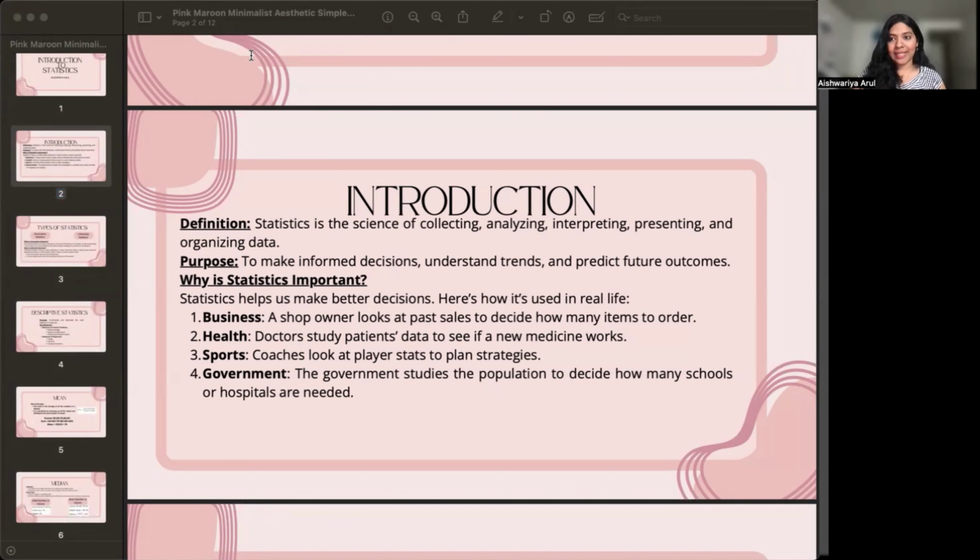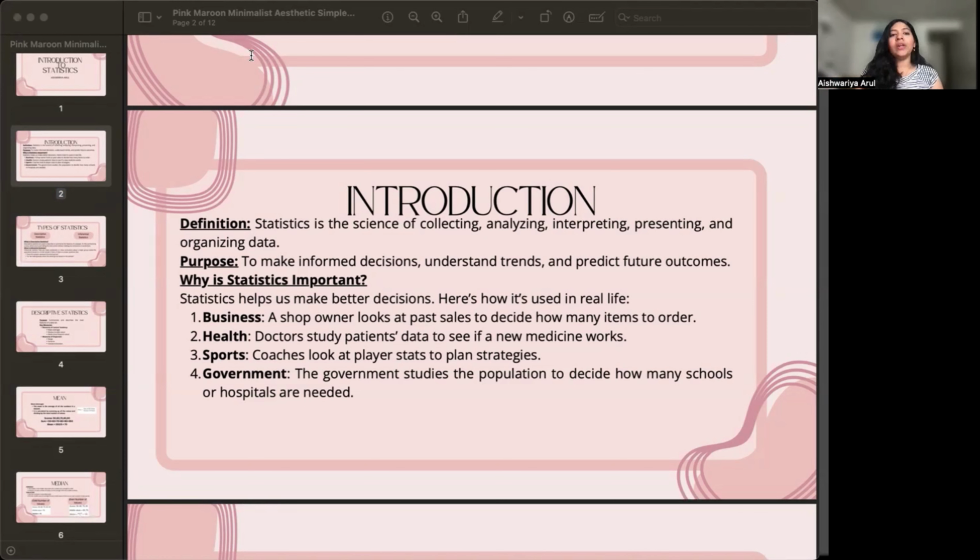So basically, what is statistics? Statistics is nothing but taking a bunch of numbers and figuring out what they mean. Statistics helps us to organize the numbers. It helps us to find the patterns, and based on that, we make smart decisions. For example, if you take a messy pile of information, statistics helps us to turn it into something clear and useful.